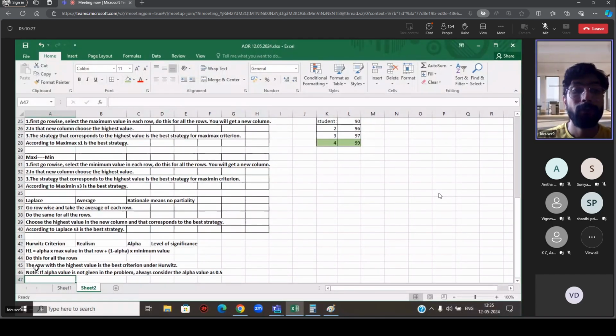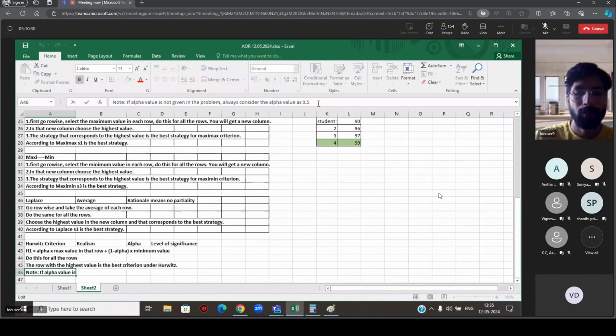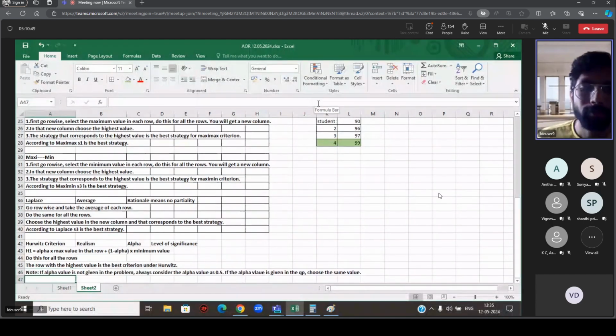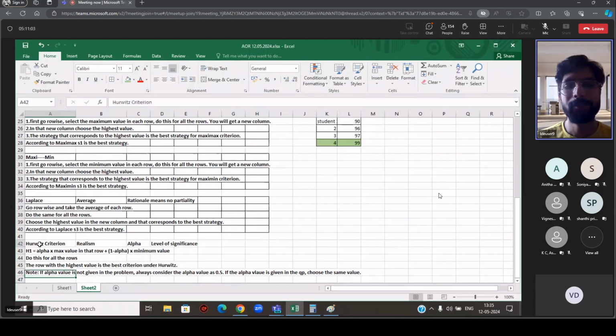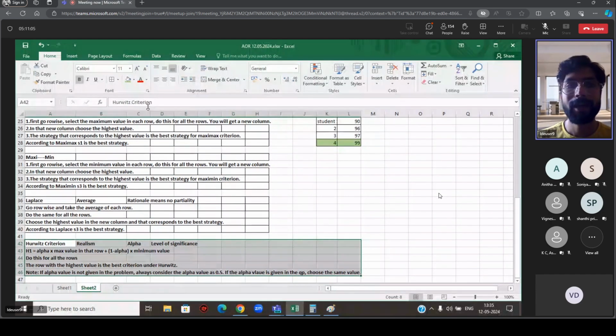If the alpha value is given in the question paper, choose the same value. Only if it is not given, you have to choose 0.5. If the alpha value is given in the problem, choose that value. If it is not given, you have to choose alpha as 0.5. This is very important. So do this for all the rows. The row with the highest one will be the best criterion under Hurwitz.